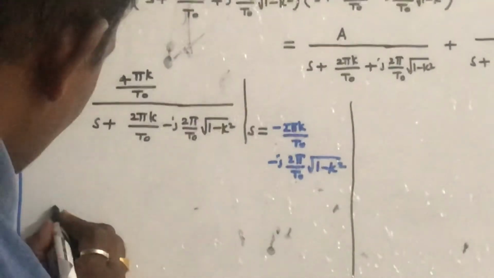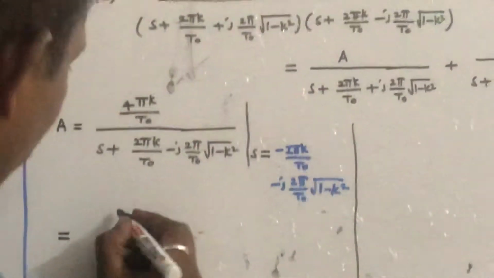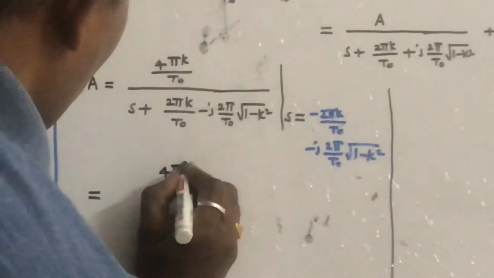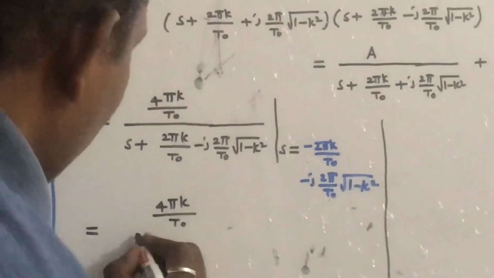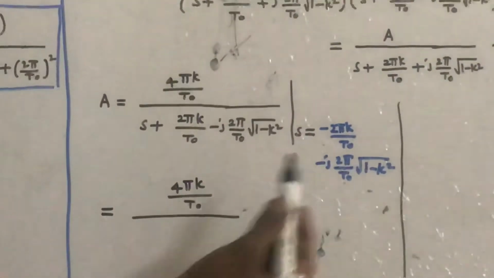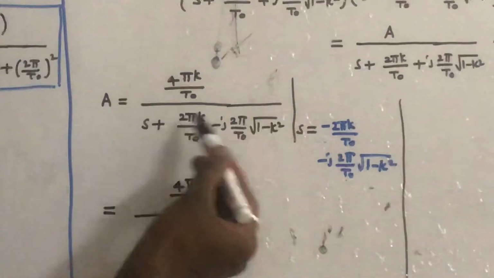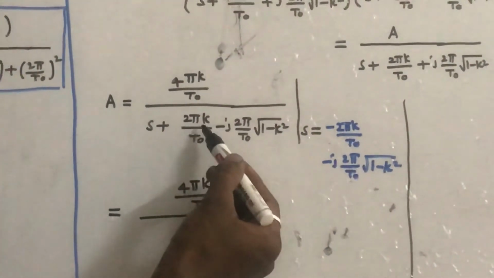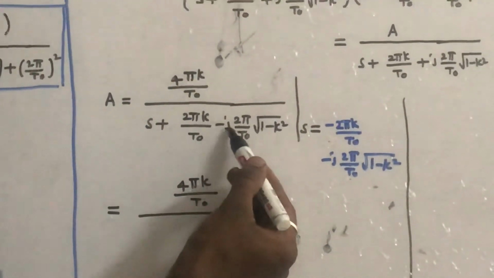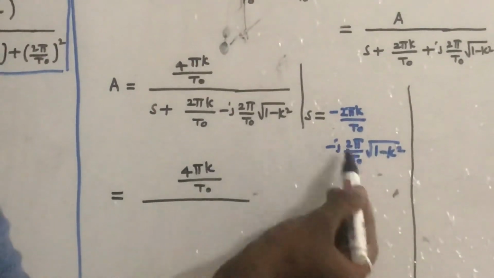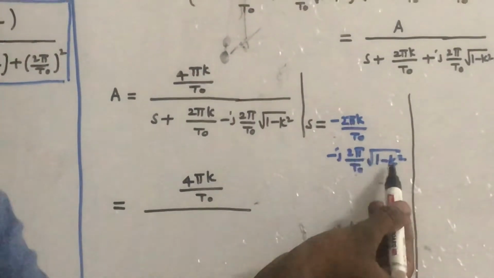Now substitute this term in place of S. Therefore this is written as 4 pi k by t naught, and if you substitute this term in place of S, the minus 2 pi k by t naught plus 2 pi k by t naught gets cancelled out. So minus j 2 pi by t naught into square root of 1 minus k square, and minus j 2 pi by t naught into 1 gets added.